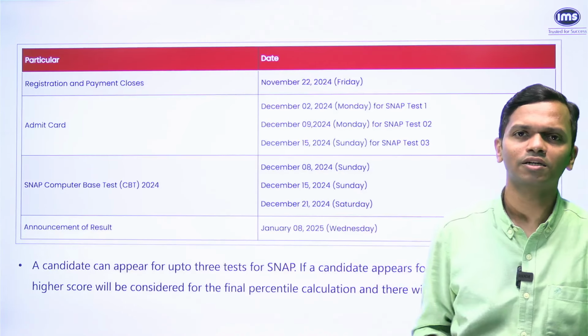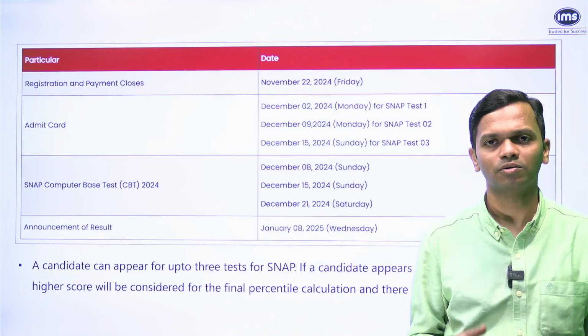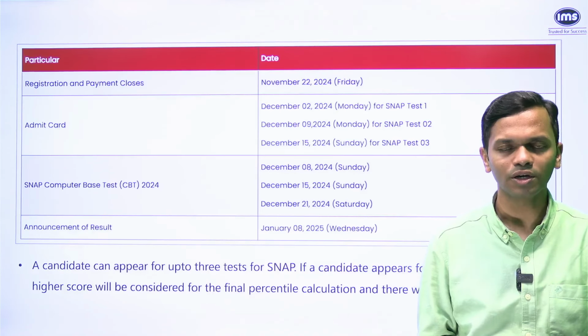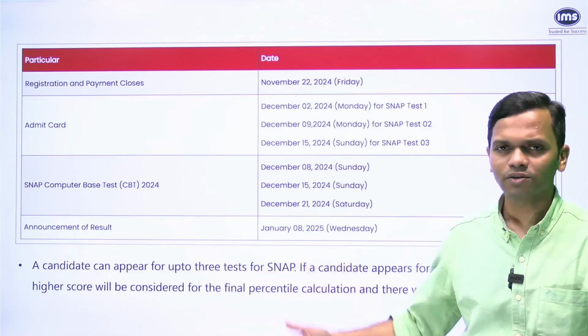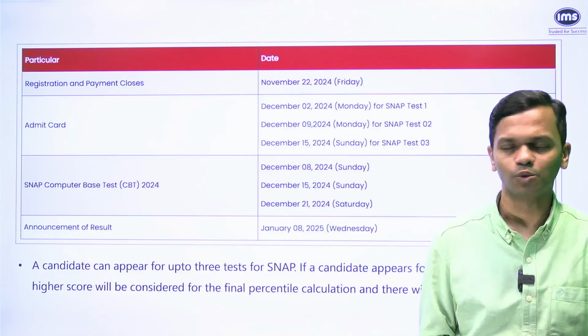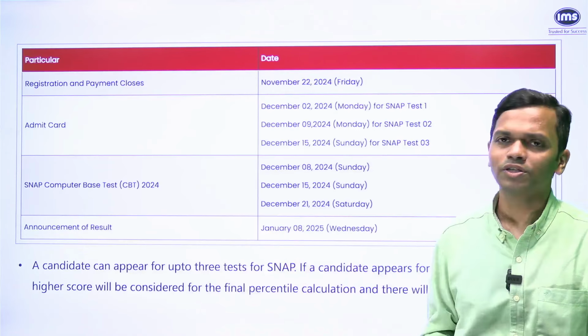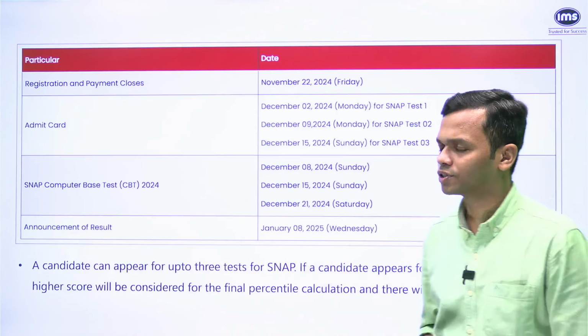So SNAP is conducted 3 times and you can take all the 3 attempts if you want. So either you can go for 1, 2 or 3 attempts. As we discuss, of course, we'll talk about how many attempts you should be taking. The announcement of result is going to happen on the 8th of Jan.